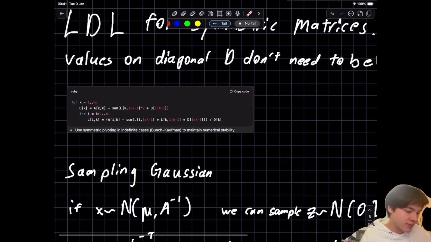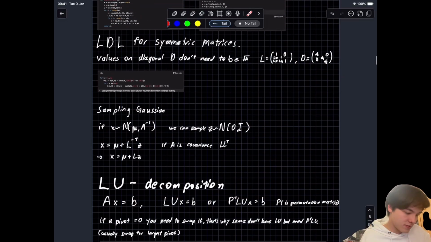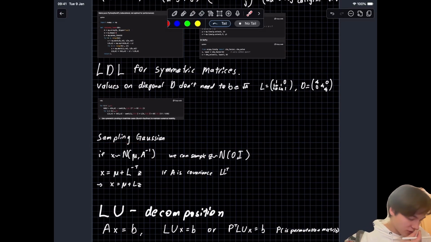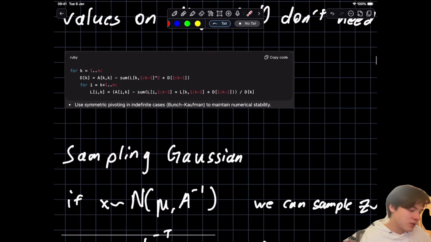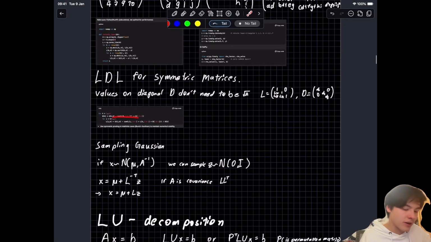Formula, do I have it? Where do I have sampling Gaussian? Oh, sampling Gaussian also uses LL. Oh, that's why I have it here. Or did I want to go through this? I mean, it's similar, it's just, no, it's fine.